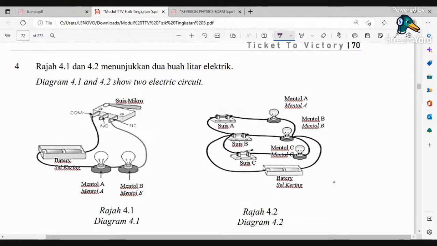Okay, number 4, 2 electric circuit. So this one also we have 2 parallel and then 2 series, series parallel. Okay.